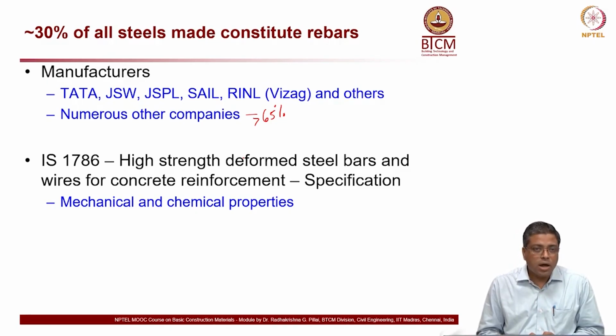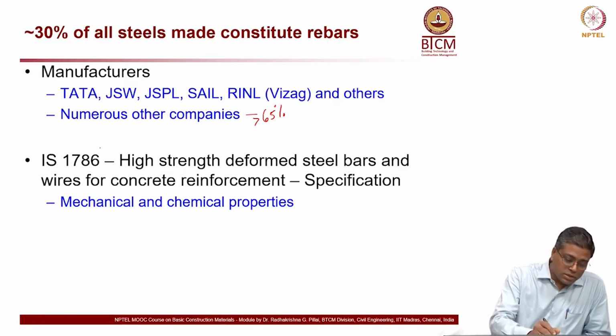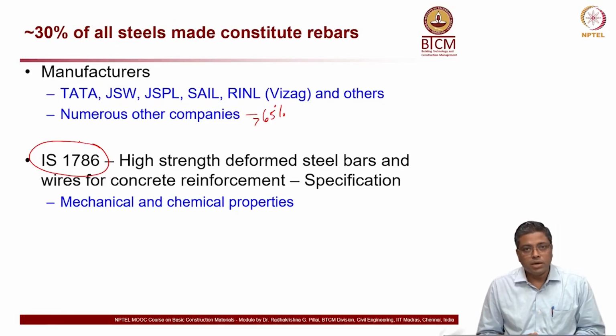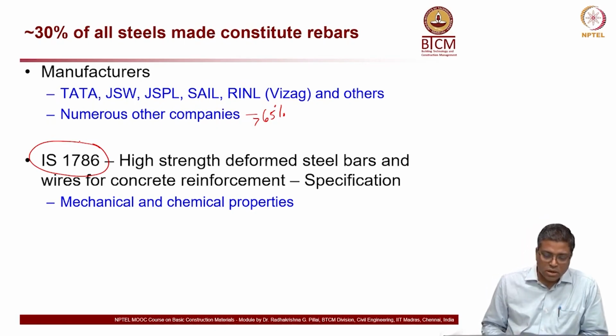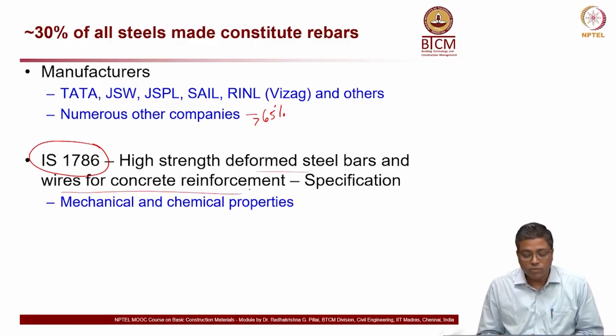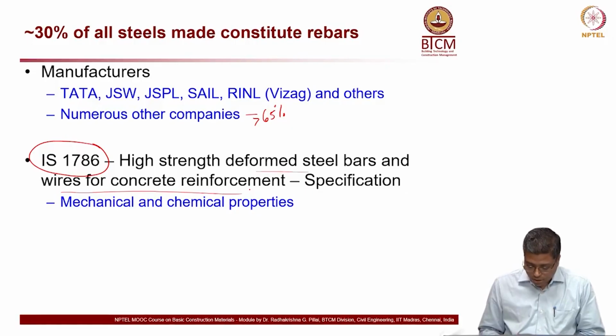All these rebars are governed by this one standard specification, IS 1786, published by Bureau of Indian Standards. Okay, so all the steel rebars have to meet these specifications, the mechanical and chemical properties which are given in this standard, so that they can be used. This is for high strength deformed steel rebars and wires for concrete reinforcement.